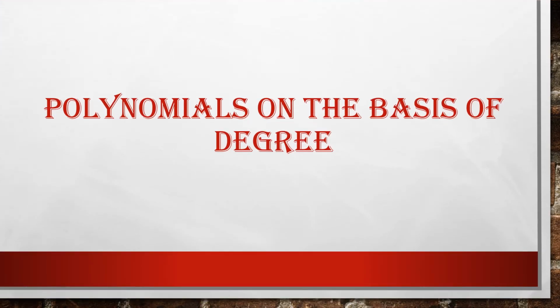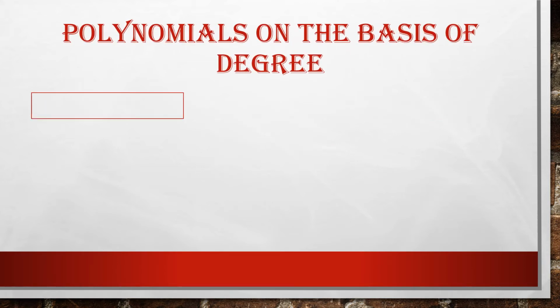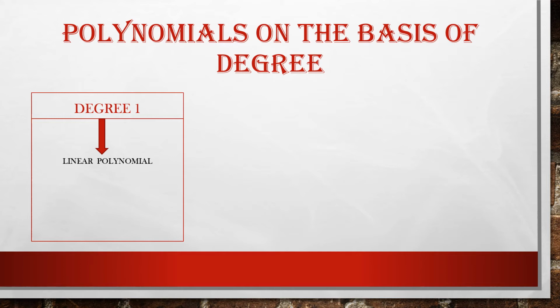Now we will name the polynomials on the basis of their degree, right? Now we will learn how to name the polynomial. Suppose it is of degree 1, we call it a linear polynomial.